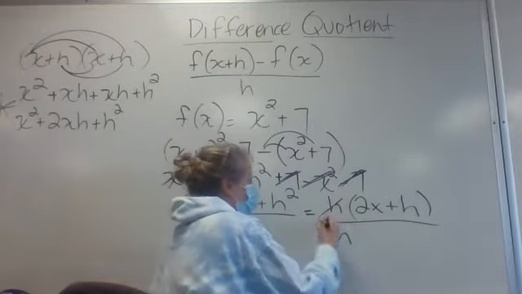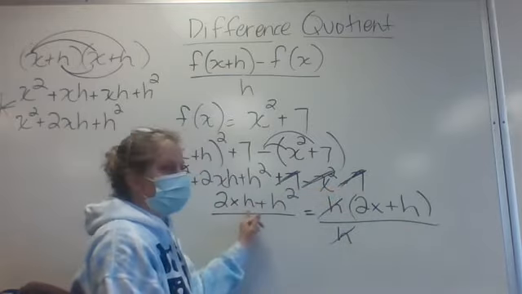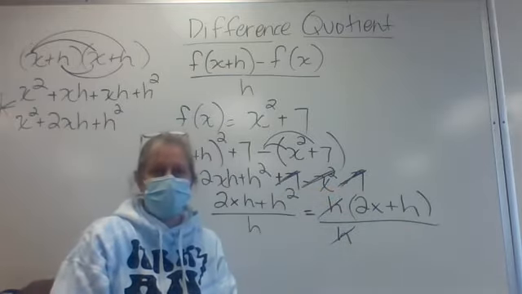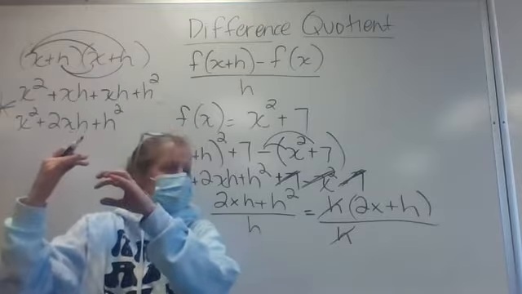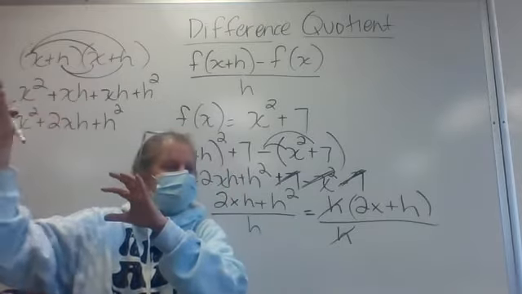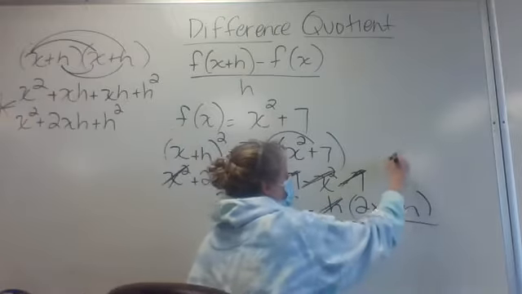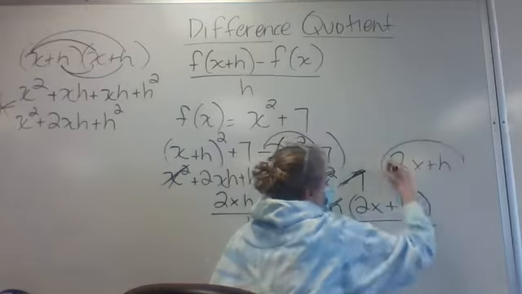So what happens here? They cancel. So every single time, once you clean it up, all the terms that you have left are going to have an h in them. So you're going to pull out the h, put in parentheses what's left, and use that h that you pulled out to cancel the denominator's h. So all you're left with is 2x plus h.